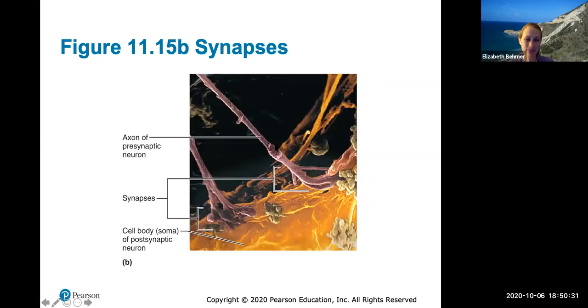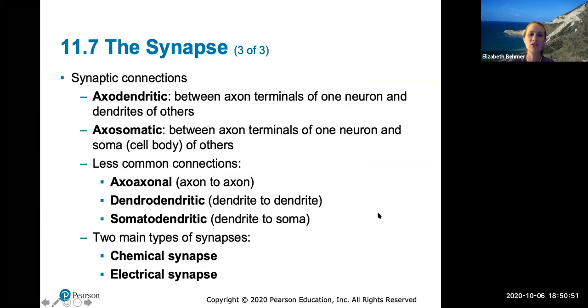So here are synapses underneath some sort of microscope at incredibly high magnification, just showing the synapse, or the connection of an axon. This specifically is an axosomatic synapse because it's connected to the cell body of another neuron, a postsynaptic neuron. So kind of a cool picture there. So these are the synaptic connections that I just described: the axodendritic, axosomatic. These are less common ones: an axon to axon connection, or dendrite to dendrite.